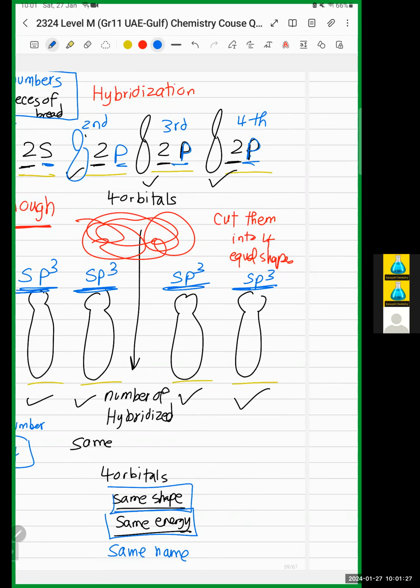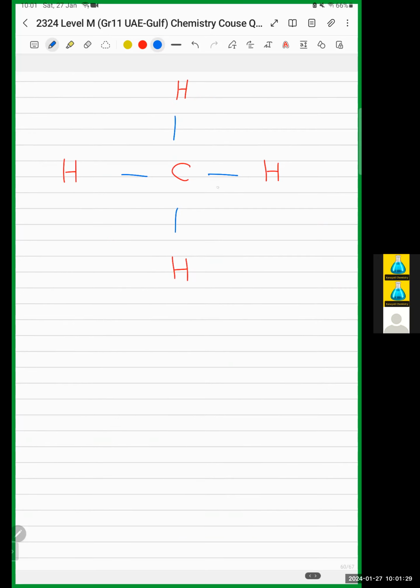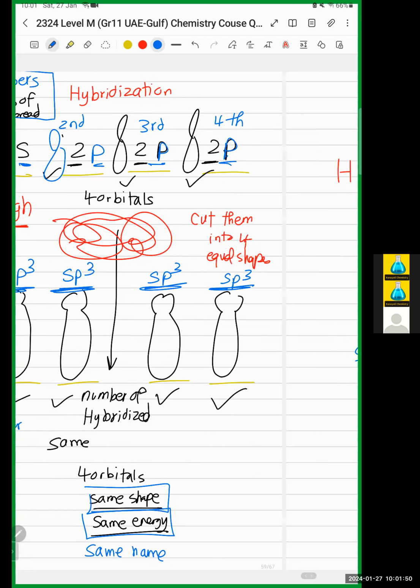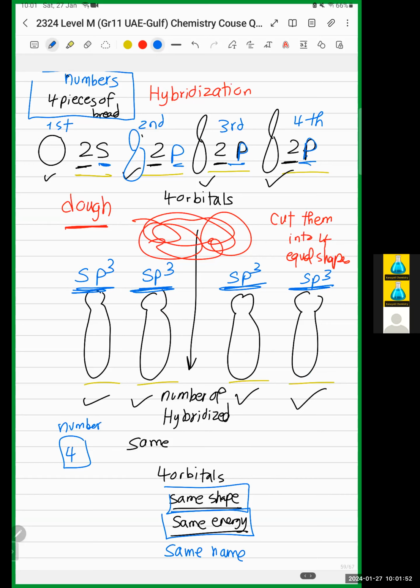So now the carbon does not have any problem with bonding with hydrogen. It will join with each hydrogen with an sp3 orbital, sp3, sp3, and sp3. What is an sp3 orbital? It is an orbital which is hybridized. Is this 1 orbital or 4? It is 1. But why is it called sp3? Because it originated from an s and 3 p's.